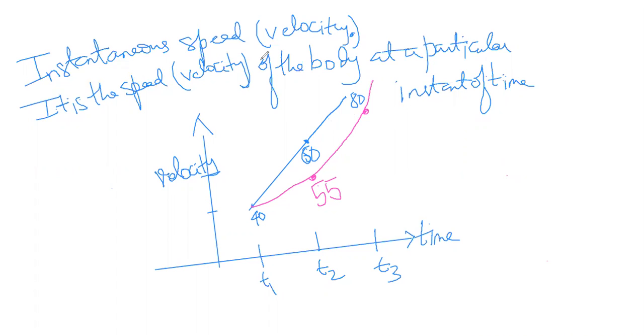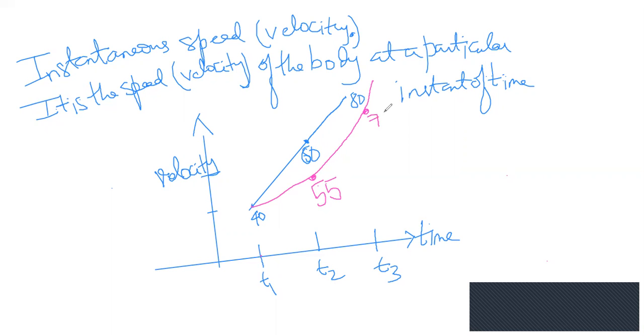Again, I'm telling so that it goes into the recording. Instantaneous speed is the speed or velocity of a body at a particular instant of time. What is that particular instant of time? For example, see here, at T1 you got 40, at T2 you got 60. Maybe you may get 70, 55. Maybe at T3 you may get 80 or something like 75. That is also possible.